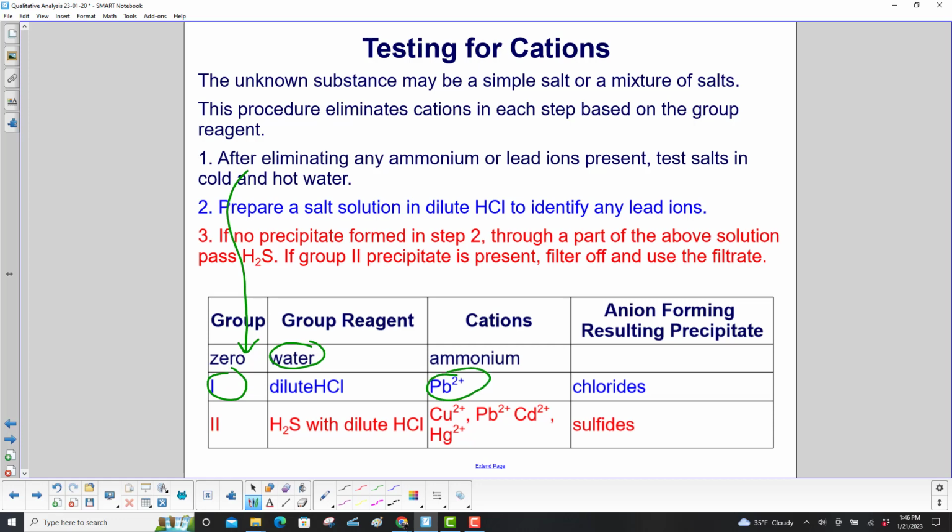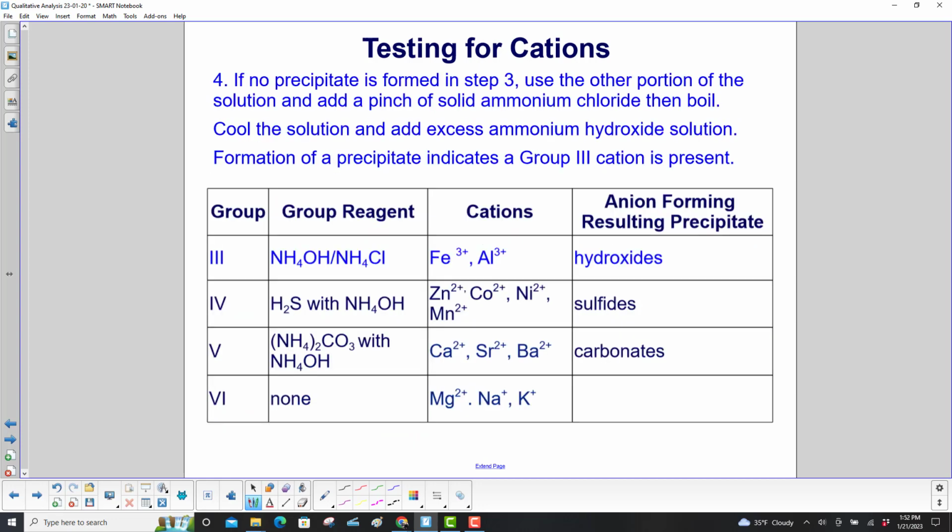And finally, step 3 on this page goes to group 2. If no precipitate formed in step 2, through a part of the above solution pass hydrogen sulfide. If group 2 precipitate is present, filter off and use the filtrate. If no precipitate is formed in step 3, use the other portion of the solution and add a pinch of solid ammonium chloride, then boil.